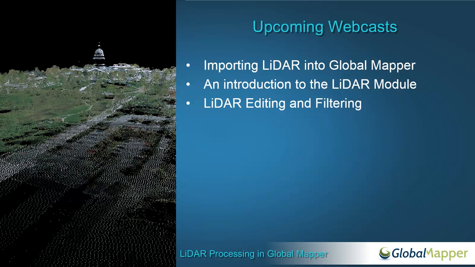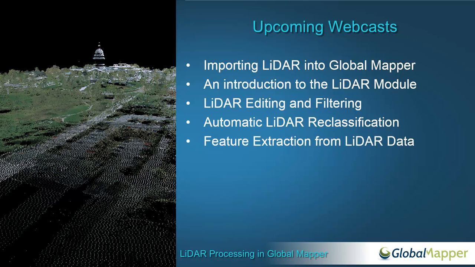A major part of LiDAR processing is cleaning it up before you actually do any processing. And we'll talk about the various options we have within Global Mapper and using the LiDAR module for editing and filtering your point cloud data. One of the major components of the module is the process of reclassifying LiDAR. We'll talk about ground classification, we'll talk about building, trees, power lines, we'll talk about some of those automatic reclassification functions. Leading on from that, we will talk about the extraction process, how we can extract polygons, points, lines, depending on the source data, from a point cloud to generate three-dimensional vector features.